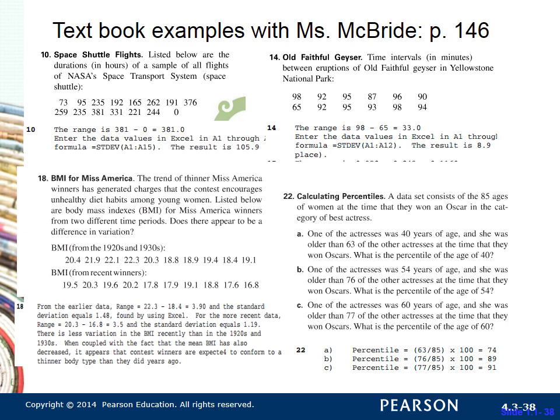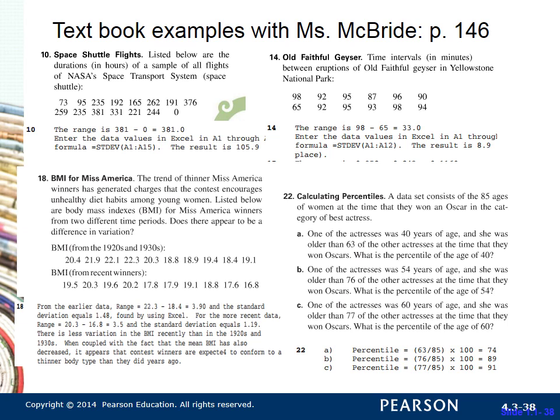Put in your new data, do your stat, calculate one variable statistics, find your 5-number summary to get the range. You should see the low is 65, the high is 98. So if you subtract those, your range should be 33. So the graphing calculator gives you the high and the low. You have to do the subtraction to get the range. It will immediately give you the standard deviation. You should see by the SX, it should be 8.9.